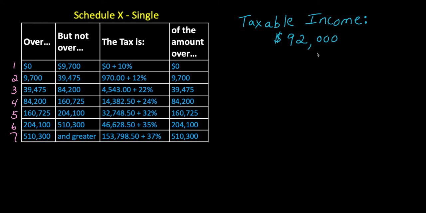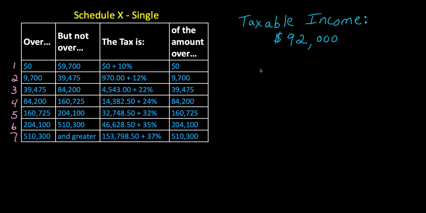So we're going to use this table here to calculate the taxes. If you notice on the top it says Schedule X single. So we're going to assume this person is happily single. But if you were married, there'd be another schedule. It's called Schedule Y1. The numbers would be different in the table, but the process would be the same. So let's just jump into this problem.